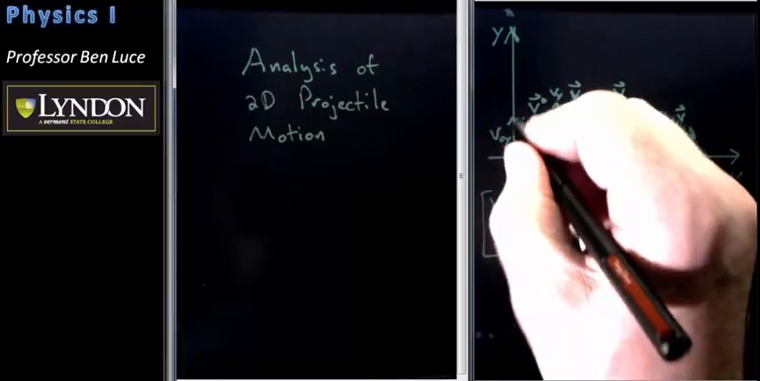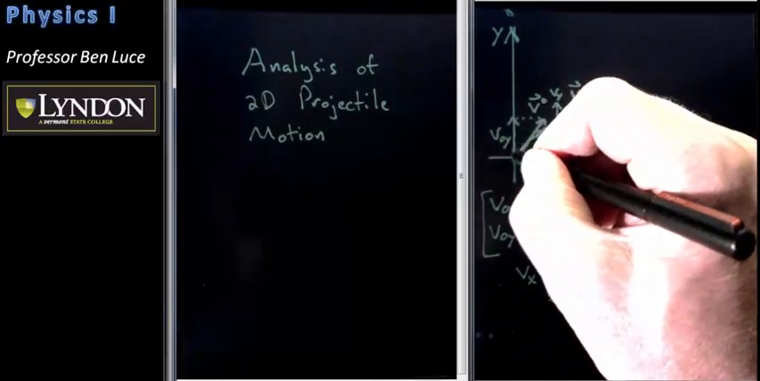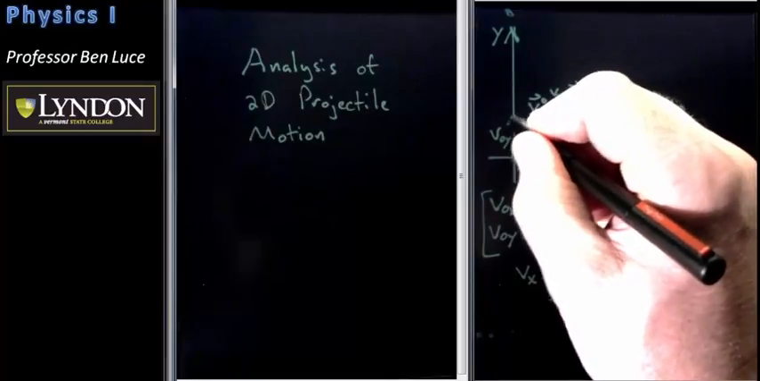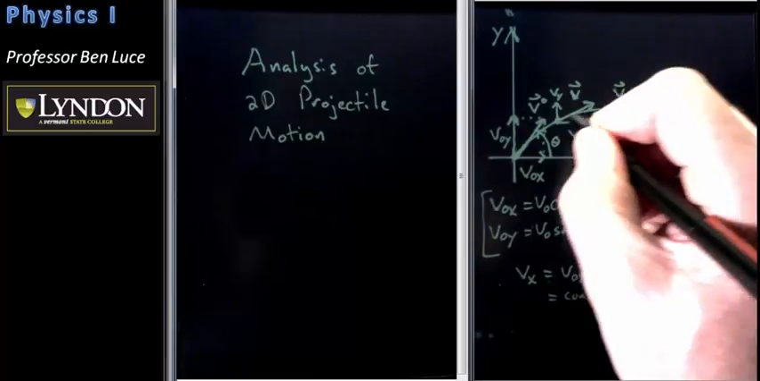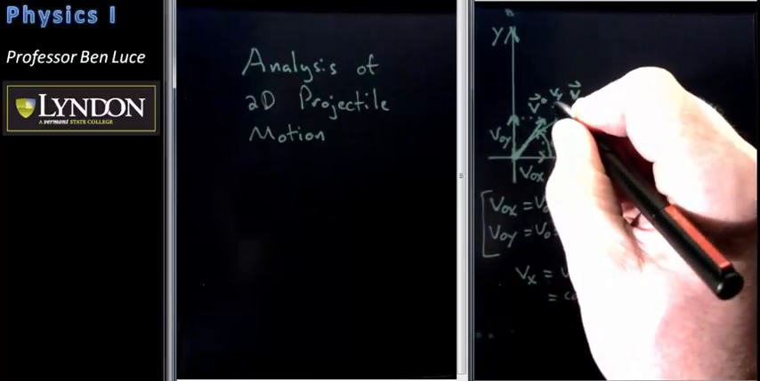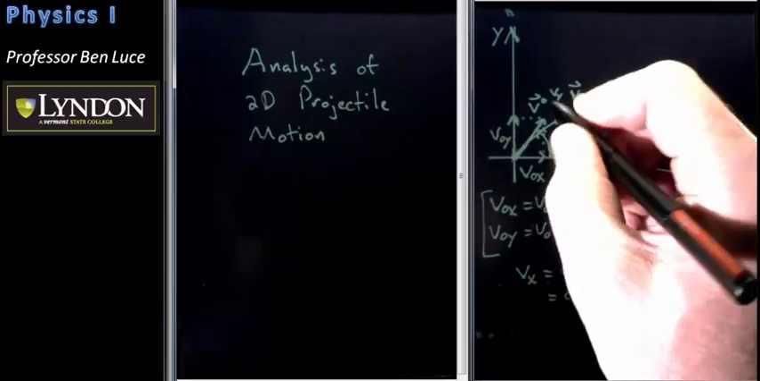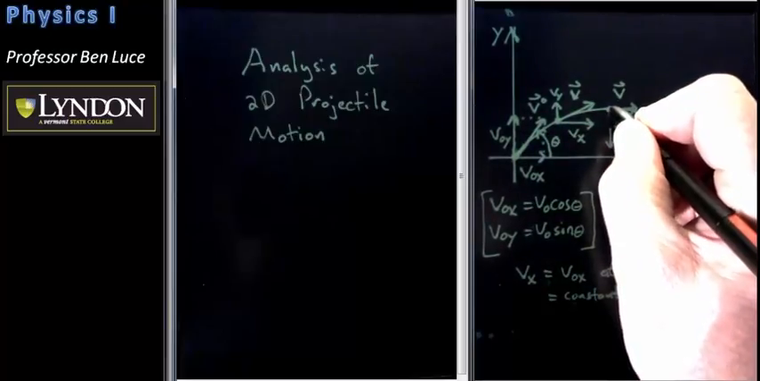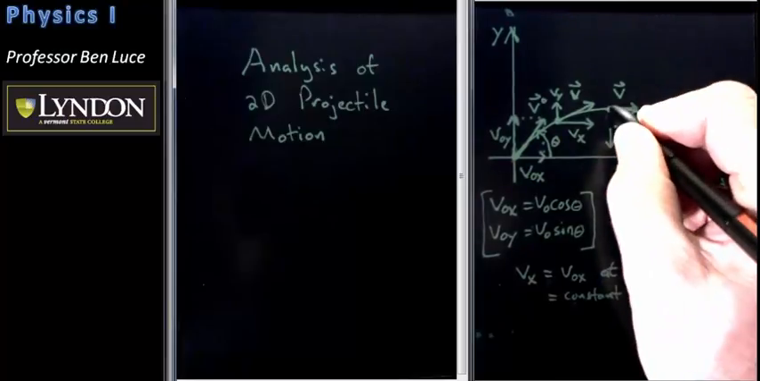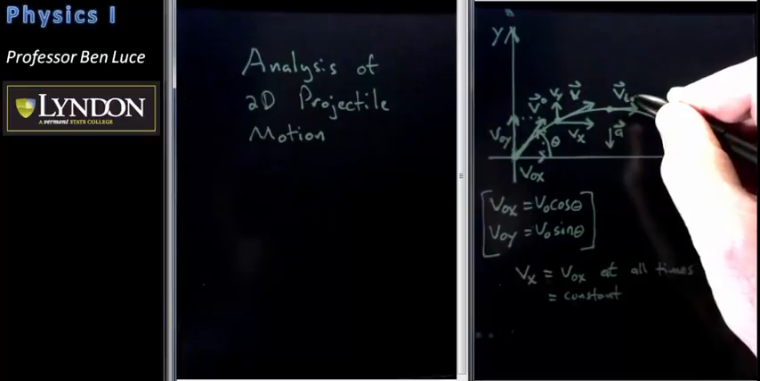But the story is different for the y component. You can see we had a large y component, v naught y, here, but as the projectile moves up into the air, the y component shrinks. So you can see vy here is a lot shorter than v naught y. And in fact, at this point, the y component is entirely 0. So at the top here, and let's give this a name now, let's call that v top.